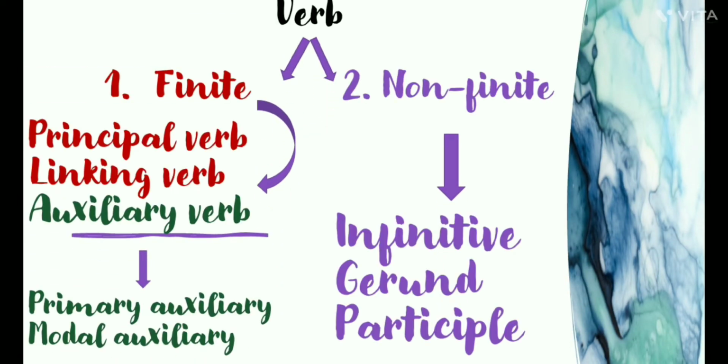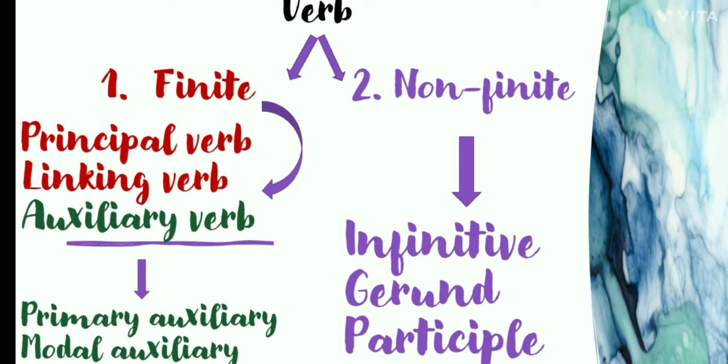Now let's have a look at kinds of verbs. Verbs are basically divided into 2 types, finite verbs and non-finite verbs. And simultaneously, finite and non-finite are both divided further into 3 categories. Finite is divided into principal verb, linking verb, and auxiliary verb. And auxiliary verb is further divided into primary auxiliary verb and modal auxiliary verb. On the other hand, non-finite verb is divided into 3 types, that is infinitive, gerund, and participle.